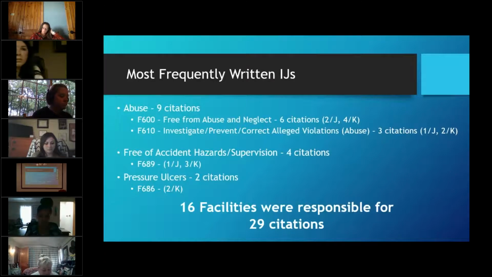Okay, so 16 facilities were responsible for those 29 citations. Okay, just 16.